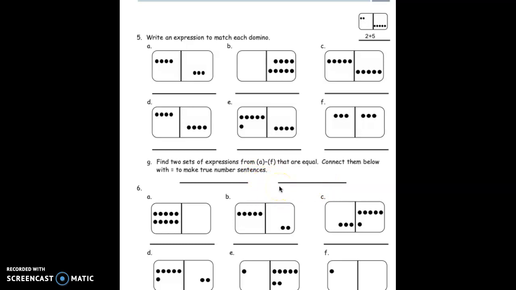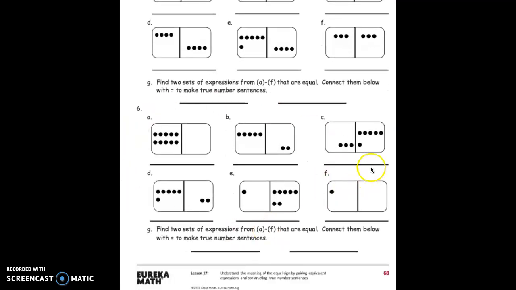You're going to do the same thing for number 6 at the bottom. Same thing right here. Write each expression on the line. Find 2 from up here that are equal and write their expressions on the line with an equal sign in the middle.